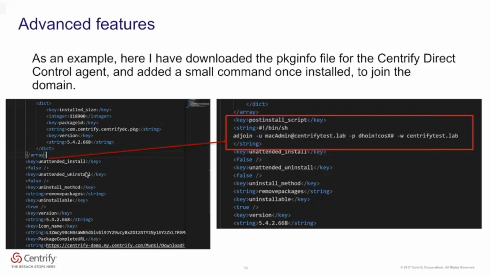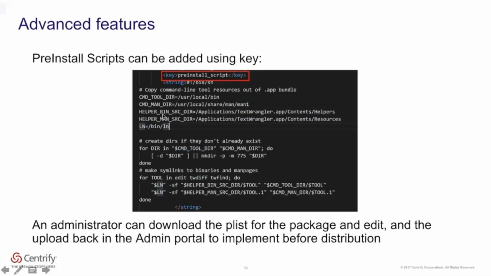But you can see I've added the script in between the strings for the key called post_install_script, and I placed it in between the package array and the unattended install key from the pkginfo file that I first downloaded. Once complete with my script and my changes, I can save the file, and I'll head back and upload the file to the app.